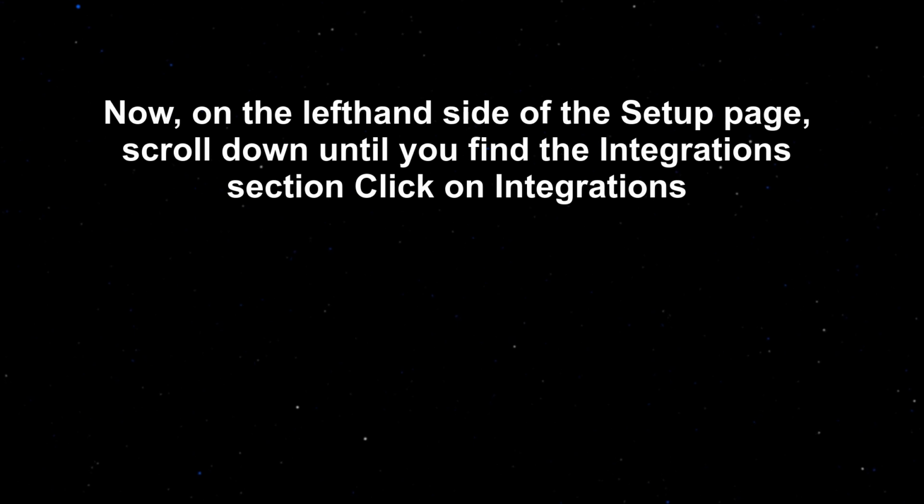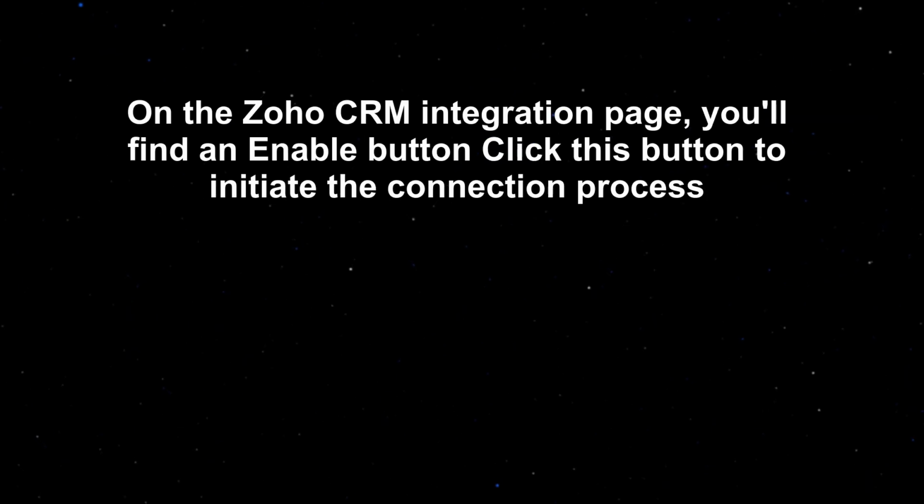Now, on the left-hand side of the setup page, scroll down until you find the Integrations section. Click on Integrations. You'll now see a list of available integrations. Locate Zoho CRM and click on it. On the Zoho CRM integration page, you'll find an Enable button. Click this button to initiate the connection process.